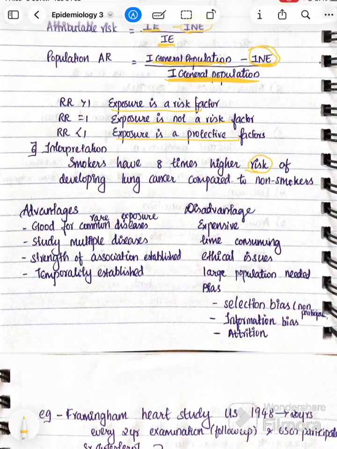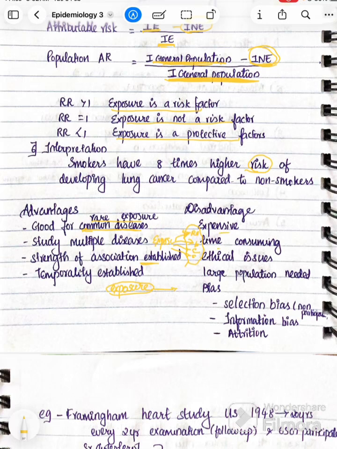Advantages of cohort study: good for common diseases. Study multiple diseases starting from the exposure. Later it can develop multiple diseases. For example, the exposure is hemolytic streptococci. It can cause rheumatic heart disease, tonsillitis, erysipelas, scarlet fever. Strength of association is established. There is a relationship between the exposure and outcome. Temporality is established. At the beginning of the study, there was no disease, so for sure this disease happened after the exposure.